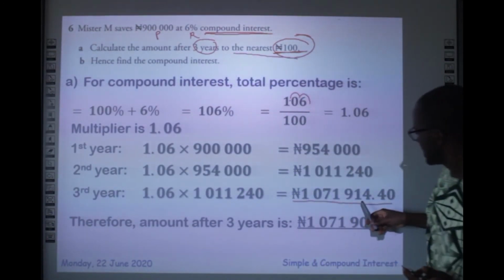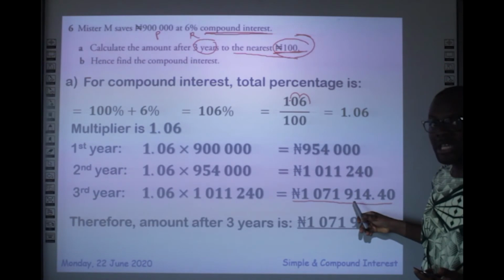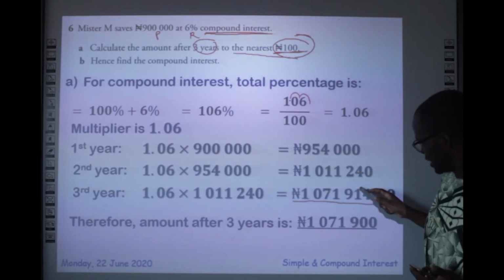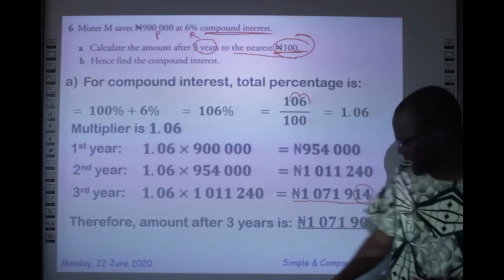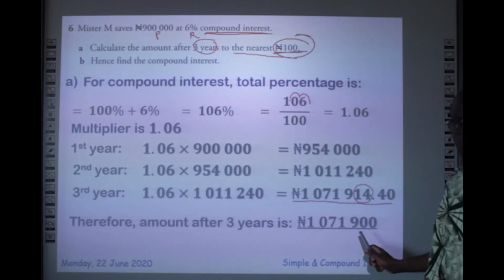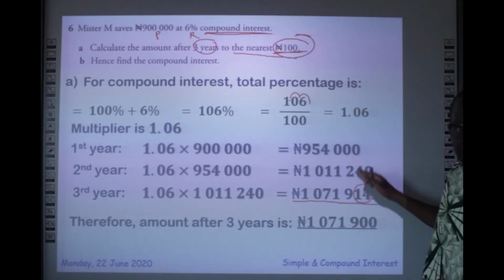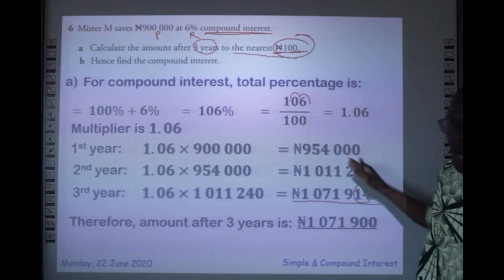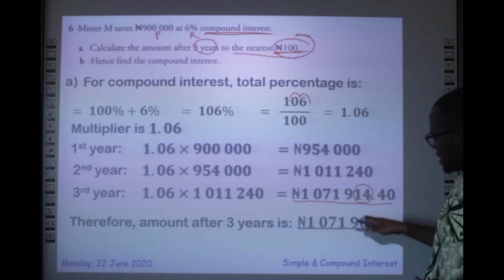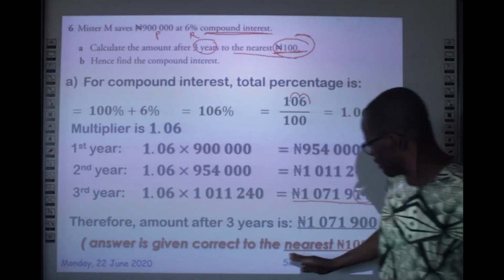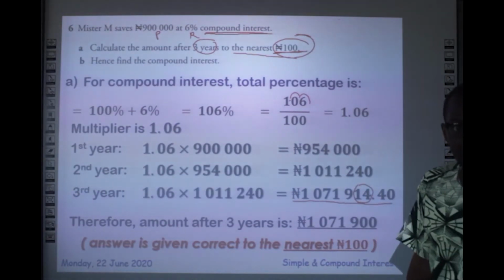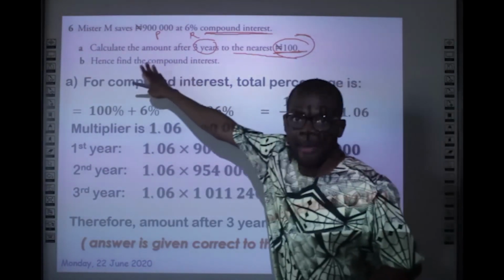Of course, when you look at this, it is 914. 914 to the nearest naira. So 14, you just round down. That's why you've got the zeros there. If that was 50 and above, that's when you now round up. Because it's less, you round down. So there's your answer, correct to the nearest naira. So that answers the A part.